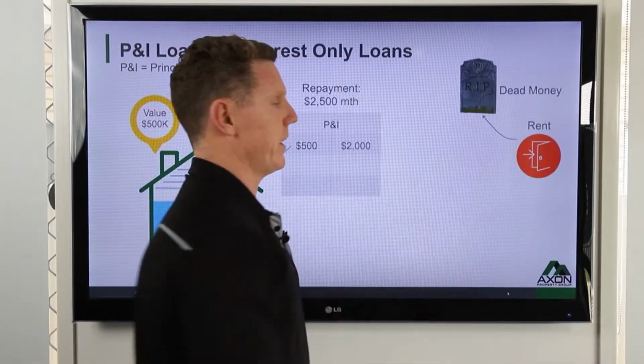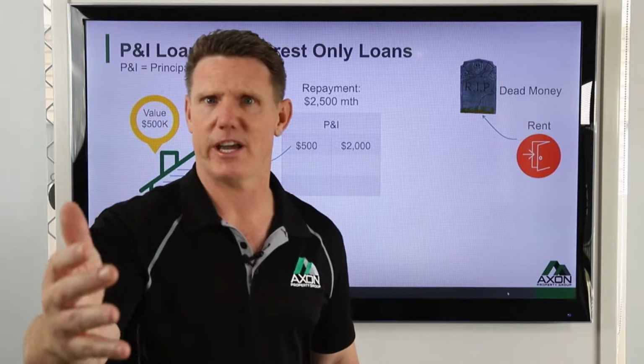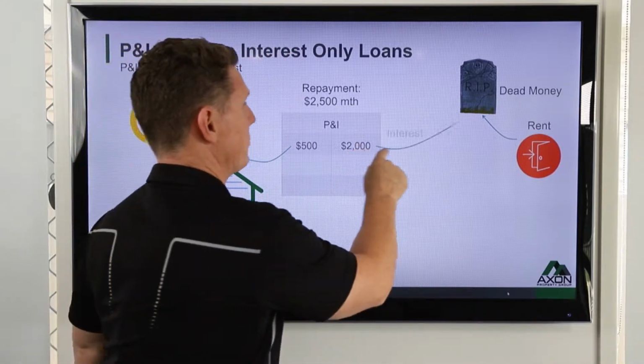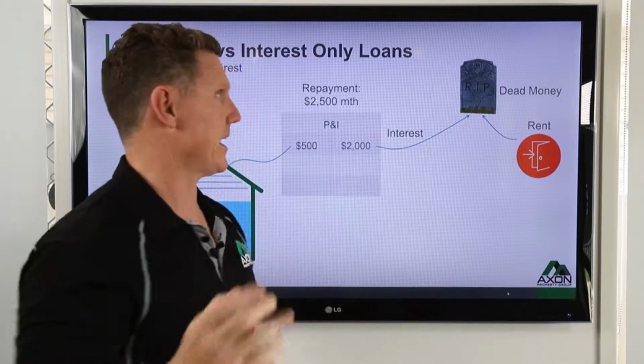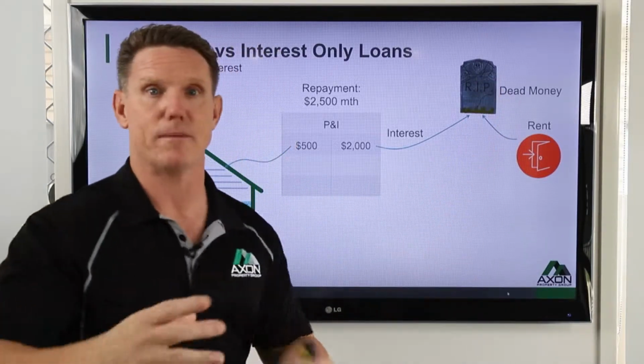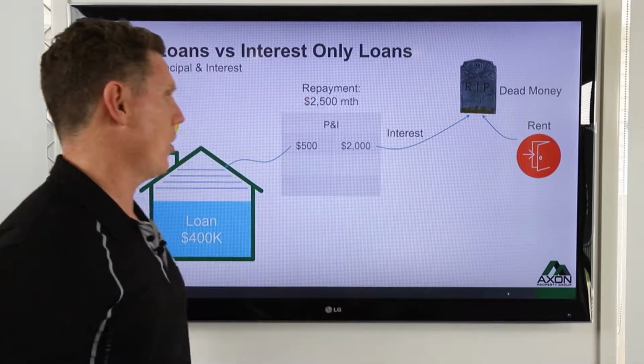Here's a quick concept for you. Who's heard of the thing, rent money is dead money? Everyone's like, yeah, I've heard of that before. Guess what? When you've got an interest component on your principal and interest loan, that is also dead money. It just goes into the big black hole of the banking. It's basically like you paying rent to the banks for the privilege of having your home loan.